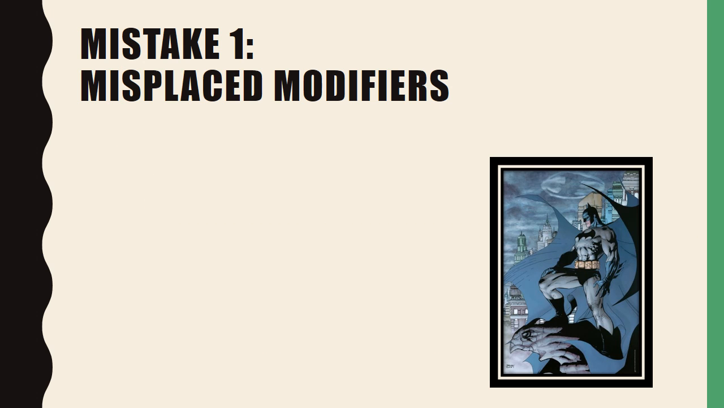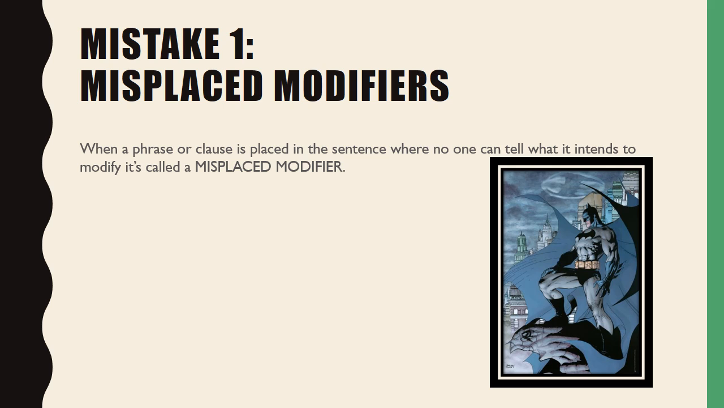The first way that people make mistakes with modifiers is by misplacing them. So mistake one is misplaced modifiers. When a modifier is misplaced, that means that the phrase or clause that is the modifier is placed somewhere in the sentence where you can't tell what it's supposed to be modifying. It's misplaced. You see it, but you don't know what it's talking about, essentially.